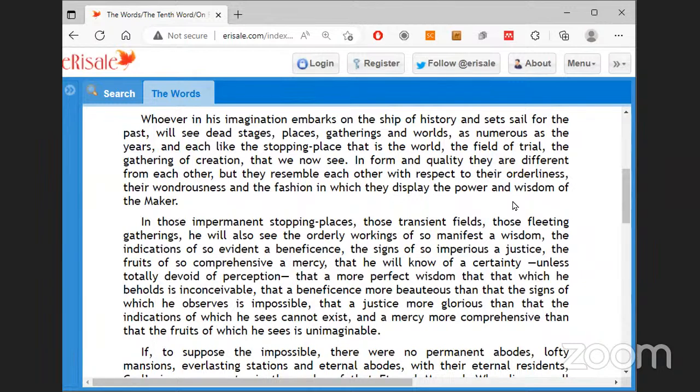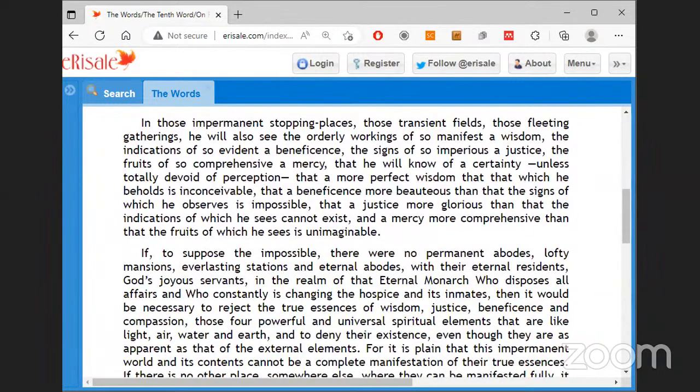In those impermanent stopping places, those transient fields, those fleeting gatherings, he will also see the orderly workings of so manifest a wisdom, the indications of so evident a beneficence, the signs of so imperious a justice, the fruits of so comprehensive a mercy, that he will know of a certainty, unless totally devoid of perception, that a more perfect wisdom than that which he beholds is inconceivable, that a beneficence more beauteous than the signs of which he observes is impossible, that a justice more glorious than that the indications of which he sees cannot exist, and a mercy more comprehensive than that the fruits of which he sees is unimaginable.